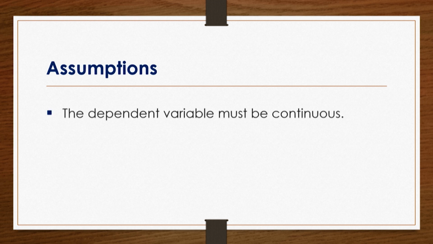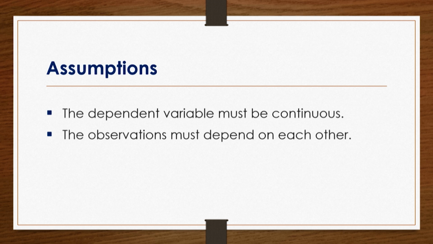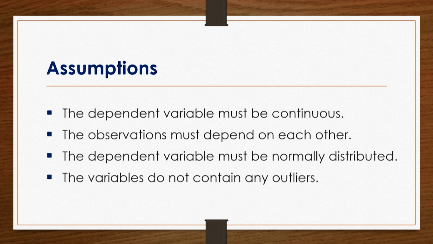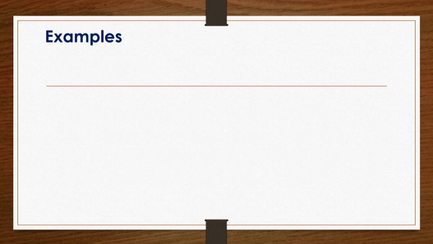Assumptions. The dependent variables must be continuous. The observations must be dependent on each other. The dependent variable must be normally distributed. The variables do not contain any outliers. These are the 4 important assumptions we have to follow whenever we apply the two sample dependent t-test.